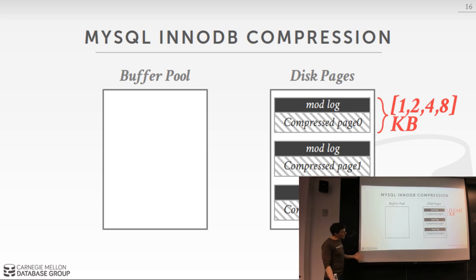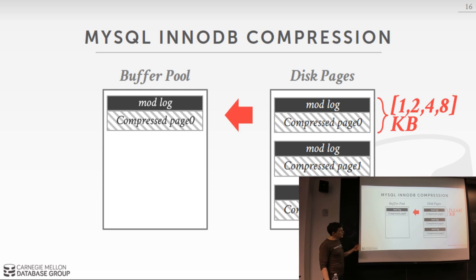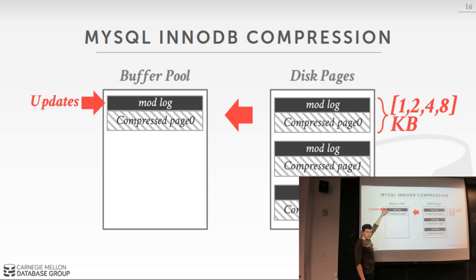So let's say a query comes along and it wants to read a tuple that's in a page. I go out on disk, fetch it, and put it into my buffer pool. One other thing I'm pointing out here is that every single compressed page has this thing called the mod log that's a prefix for it. You can think of this as like the delta chain we saw in the BW-tree.